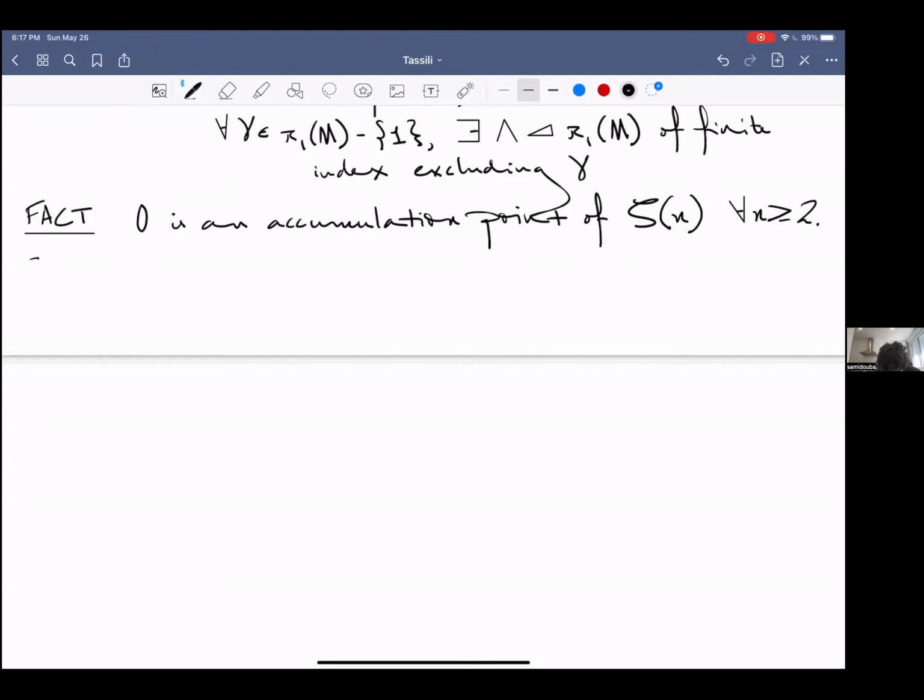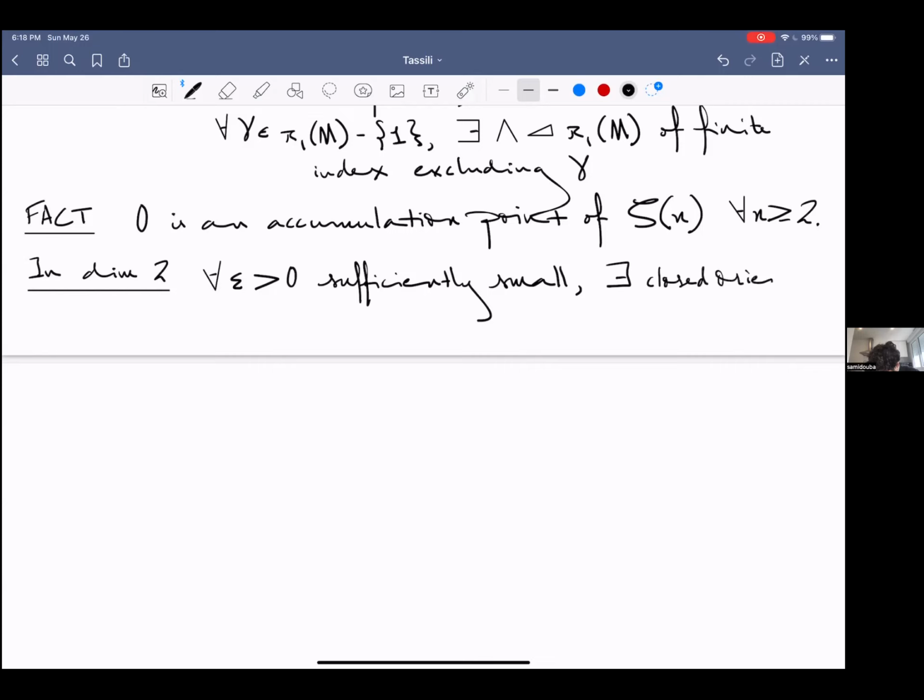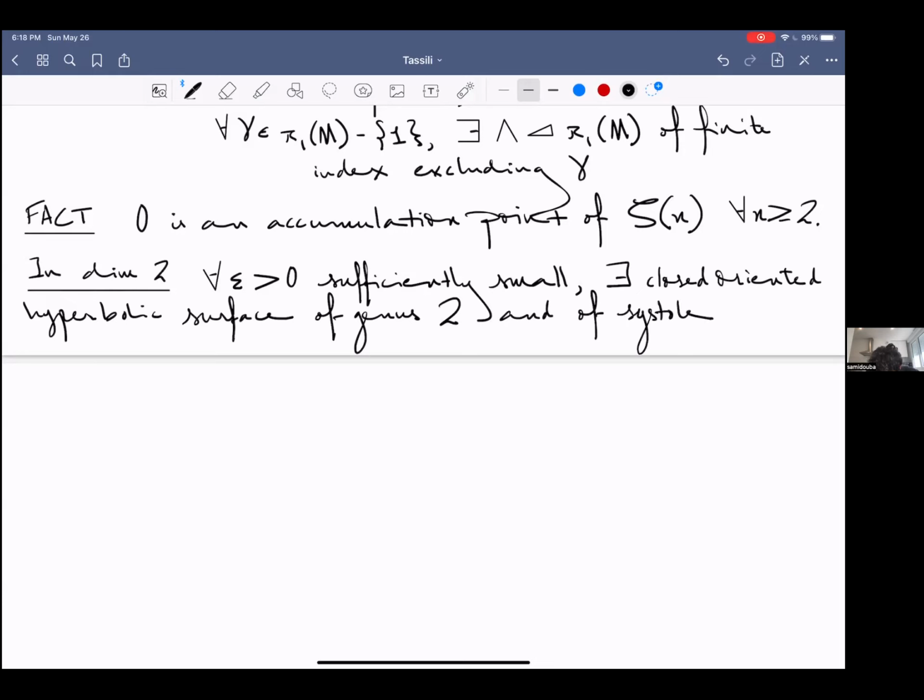In fact, in dimension 2, something stronger can be said. In dimension 2, we have the following fact: for all epsilon sufficiently small, there is a closed oriented hyperbolic surface of genus 2 and of systole precisely epsilon.